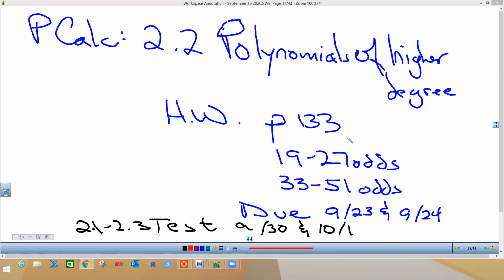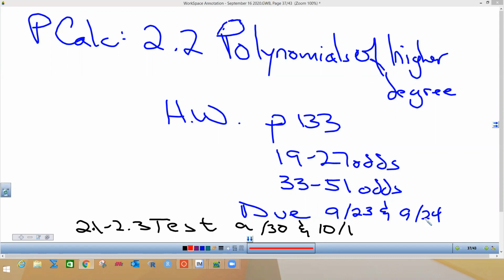Okay, so this is over chapter 2, section 2, polynomials of higher degree. And what that means is you're going to have x usually to a power definitely higher than 1, but usually higher than 2 also. And these are your problems, page 133, 19 to 27 odd, 33 to 51 odd. And this is going to be due for the people on Monday.